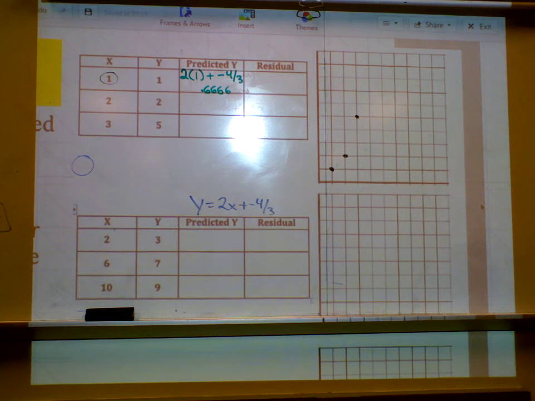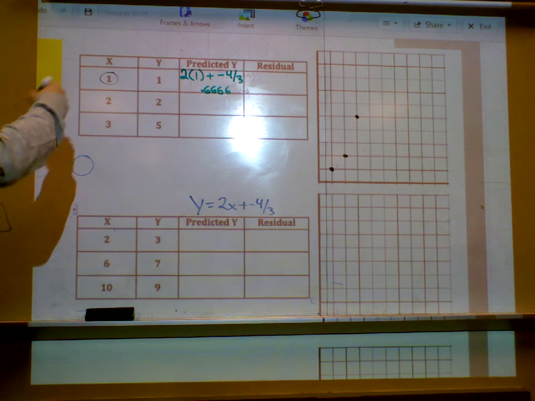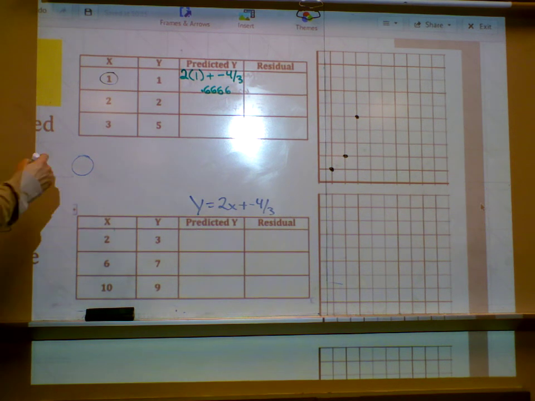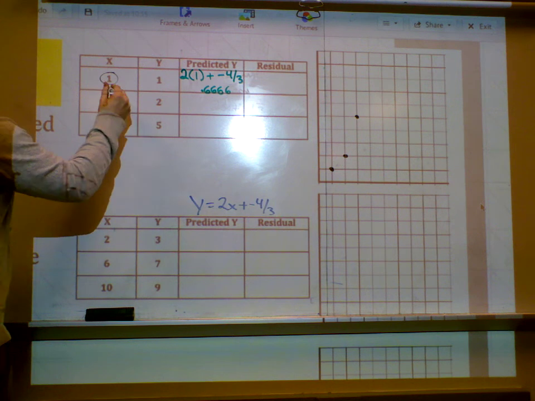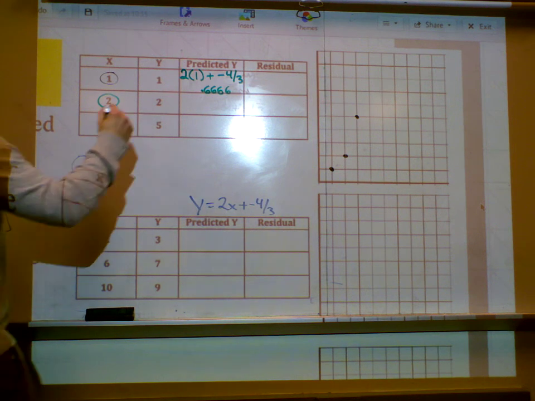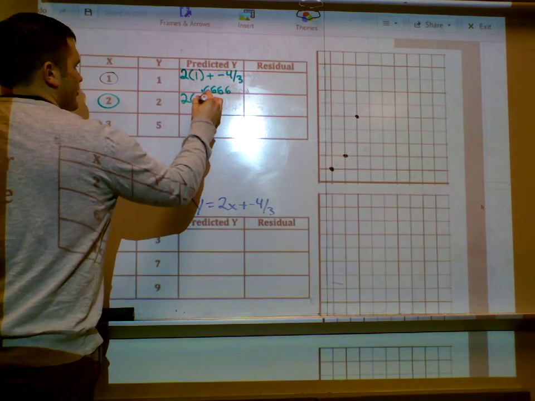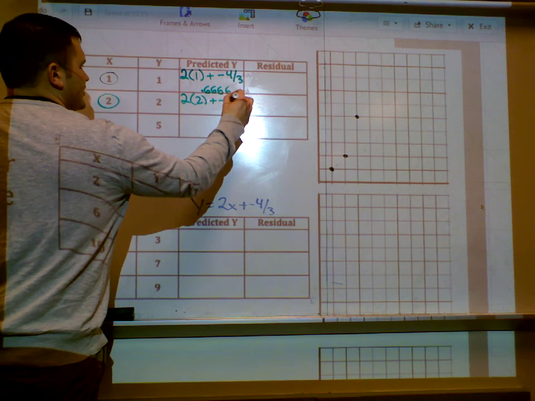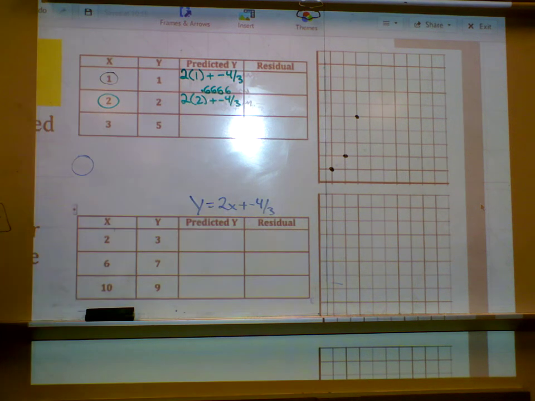Okay, so let's do the next one. What do I plug into the next one? 2. Which 2? The x. We plug in the x. I know it's the same number, and that's why I want to make sure I'm telling you to plug in the x. So 2 times 2 plus negative 4/3. 2 times 2 plus negative 4 divided by 3.